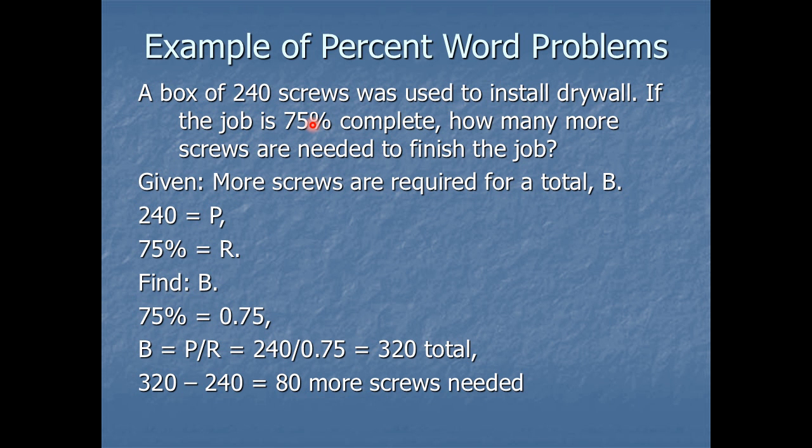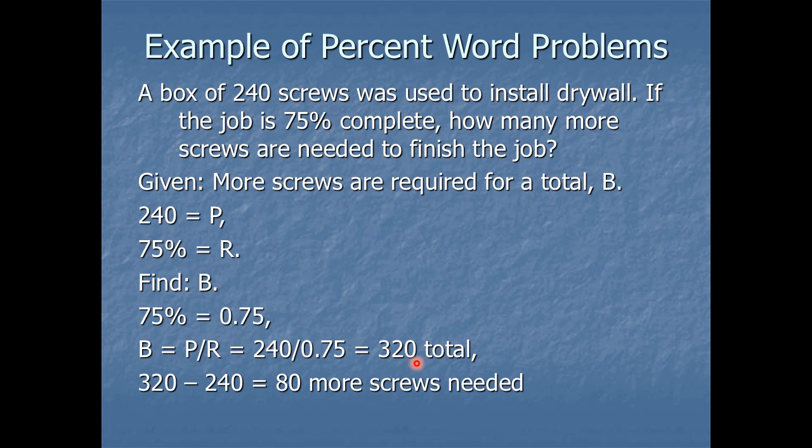Okay. Now, if this is the portion and 75% is the rate, we can use the formula for the base, which is P over R. We found the base, which is 320. So that means 320 screws you will need to complete the job.